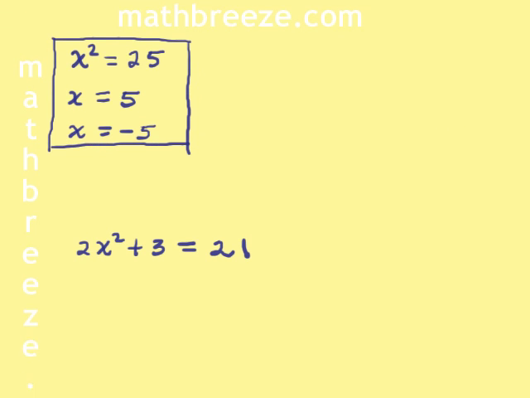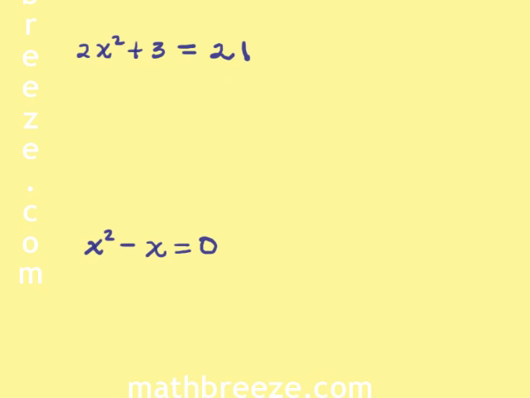Let's look at another example. All right, here's another quadratic equation. 2x squared plus 3 is equal to 21. Now we'll try to solve this by using basic operations, such as adding the same number to both sides or dividing both sides of the equation by the same number to solve for x squared.